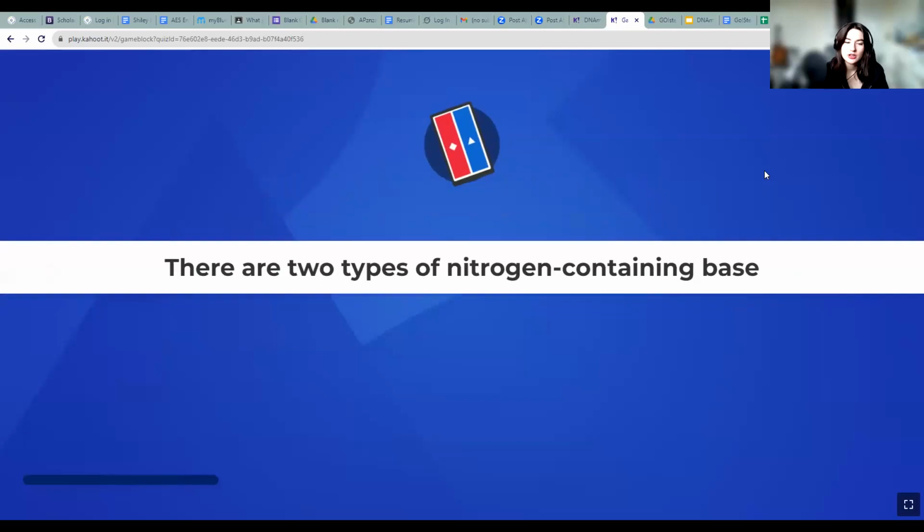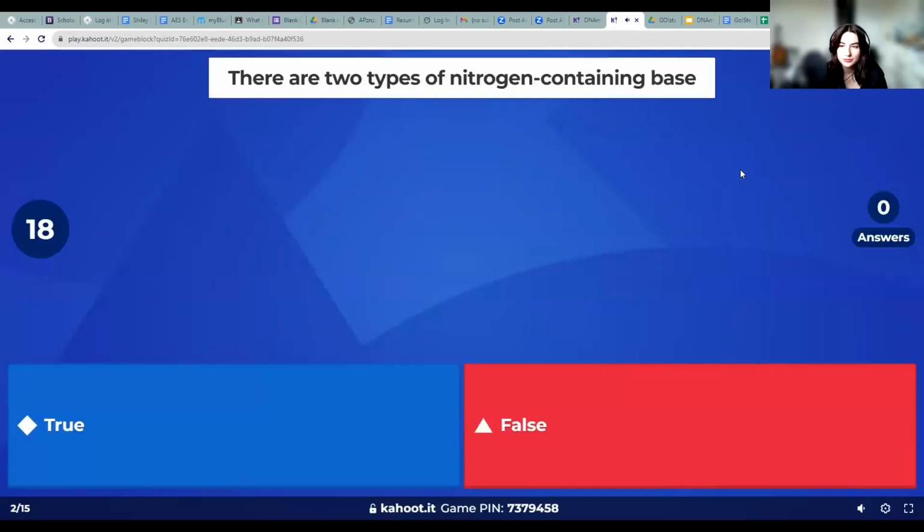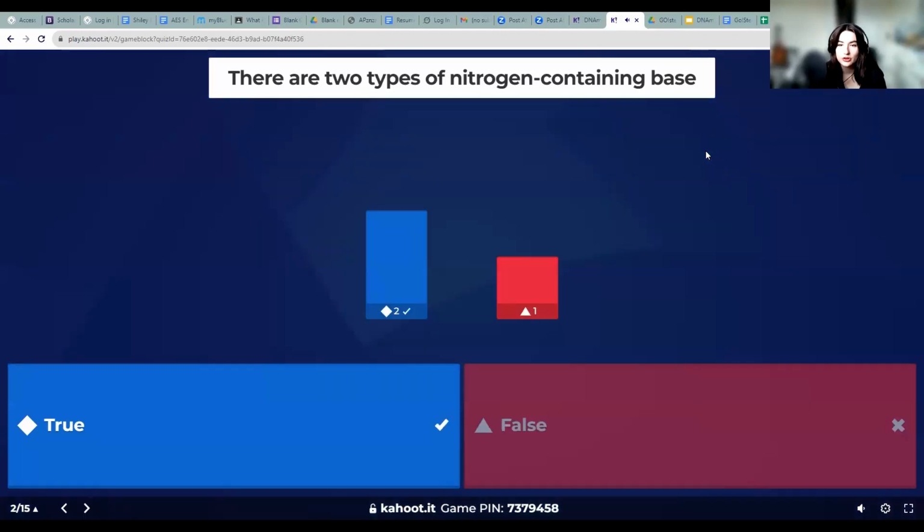So the next question. This is true or false. There are 2 types of nitrogen-containing bases. So this is true. There are only two types, purines and pyrimidines.